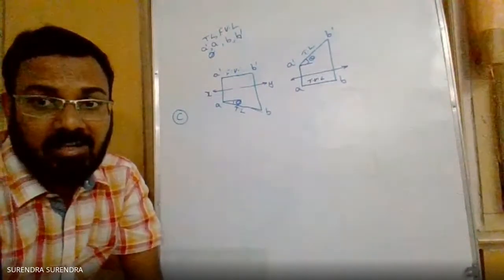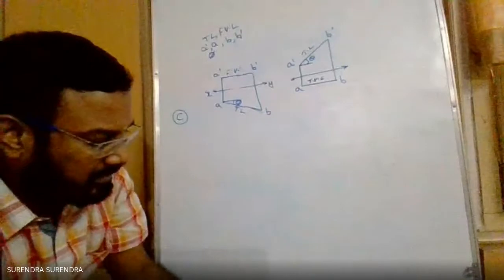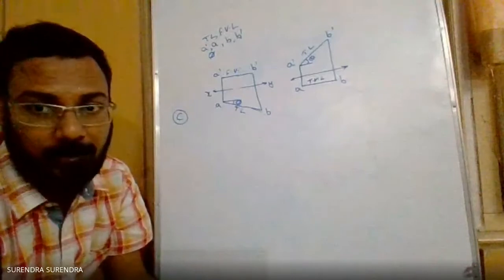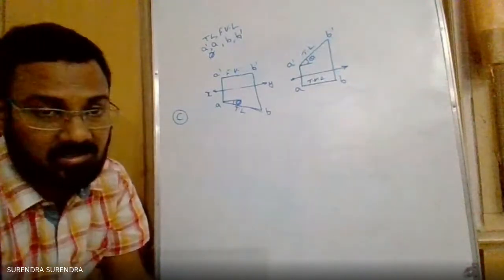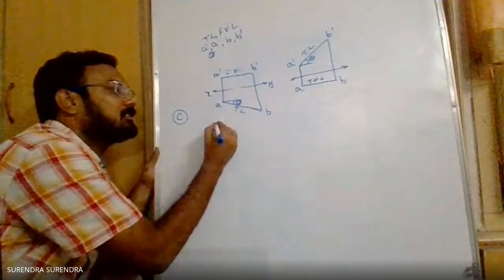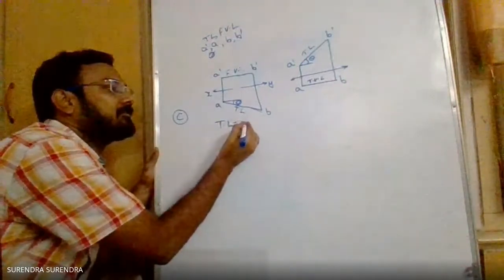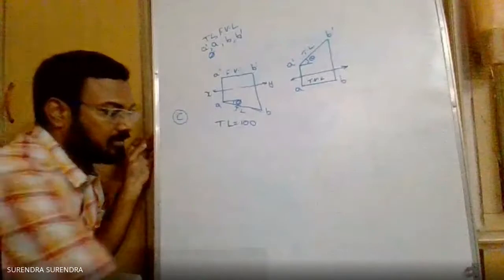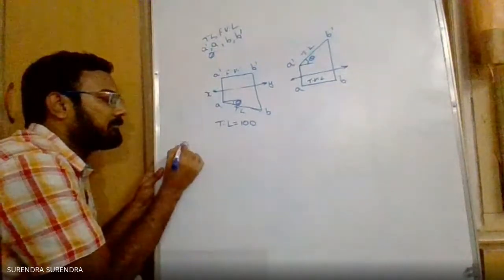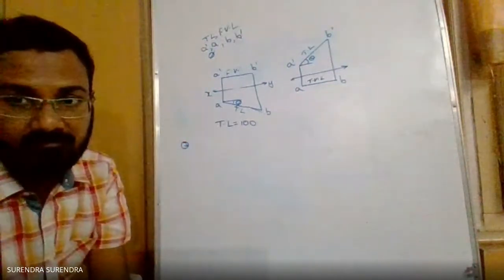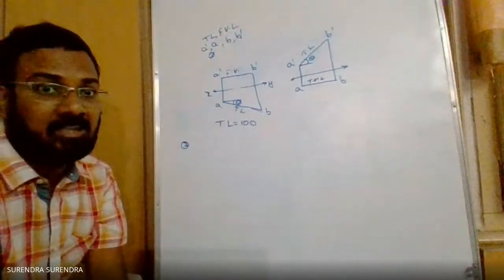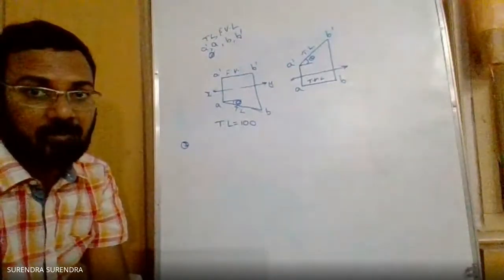A 100 mm long line. Whatever data you observe in the problem, try to represent it in a short form immediately. With a lot of practice it will be easy for you. So first, a 100 mm long line means the true length of the line is 100 mm. This is the problem marked as 3 in the circle. The line is parallel to HP and 25 mm above HP.